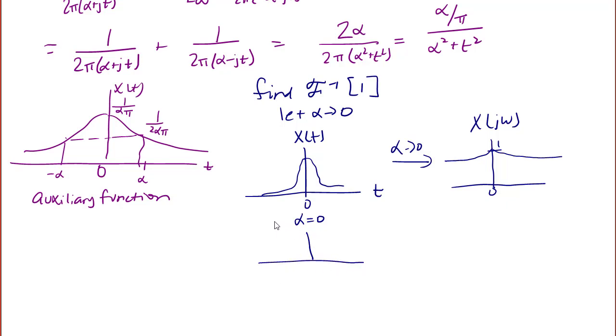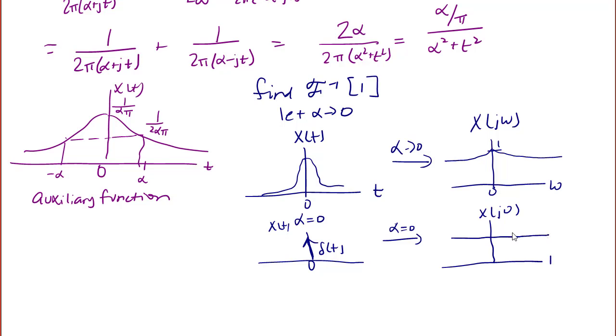So eventually, if you think about alpha equal to 0, what you see is that x(t) becomes the impulse function delta(t). And in the frequency domain, as alpha approaches 0, X(jω) flattens out and becomes a 1. So once again, we've shown that the Fourier transform of delta(t) is a 1.